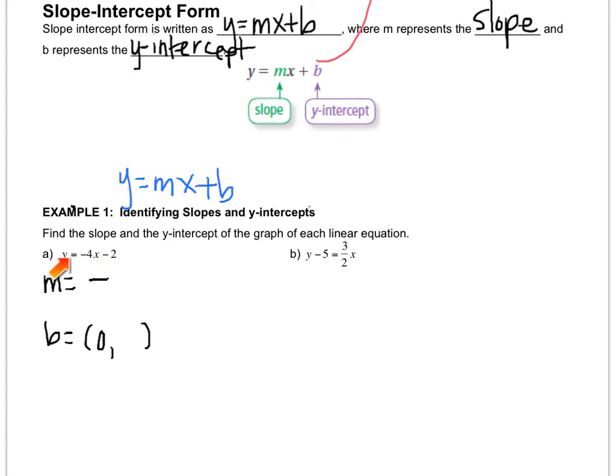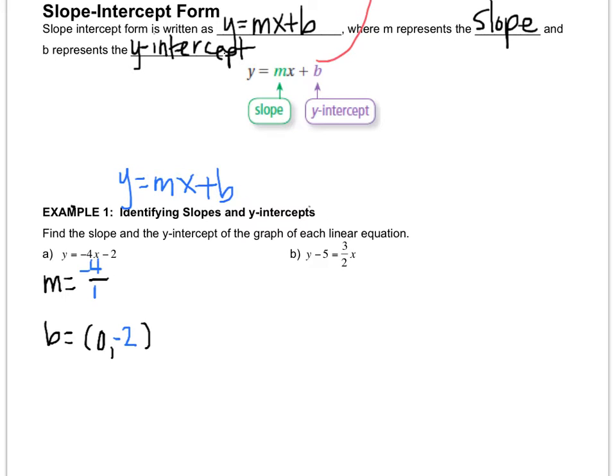In this equation, y equals, y has to be by itself, is the negative 4 in the slope spot or is the negative 2 in the slope spot? Well, slope is always in front of the x. That's always where slope is. It never moves around. So the number in front of the x is negative 4. Since we have to write it like a fraction, I'm going to put negative 4 over 1. And the intercept, the number that's in the intercept spot, is negative 2 because it says plus b and this says minus 2. So the only way for that to be true is if b is negative 2. The sign travels with the number.